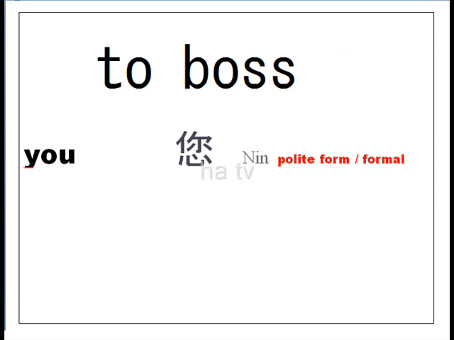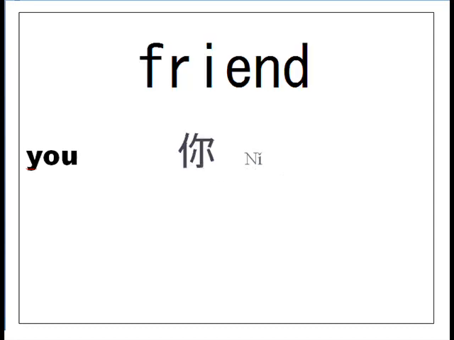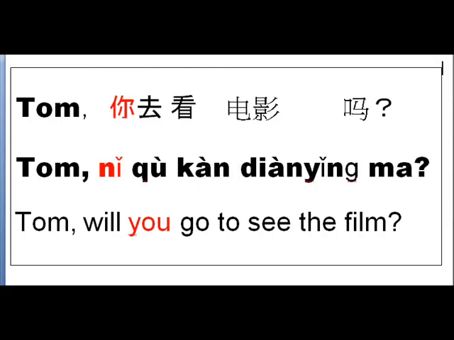Now, I give examples for ni and nin. Nin is for someone that we respect, someone older than you, someone respectful. And for my friend or someone of my age, we say ni. Like my brother, like my friend, like any other person, we say ni. But for my boss, for my director, for my grandfather, mother, father, elder sister, we say nin.